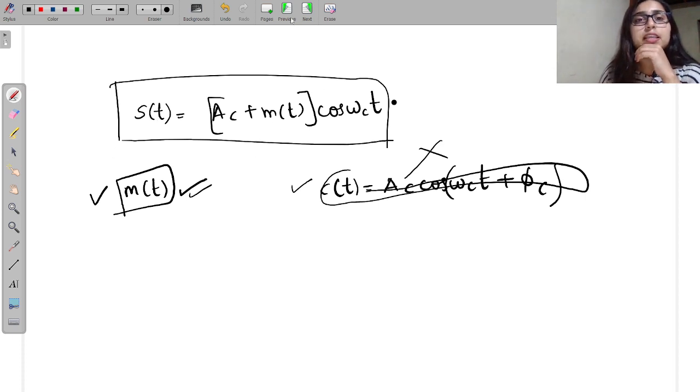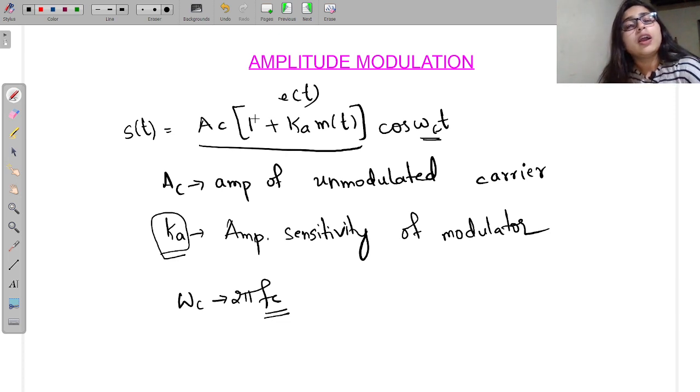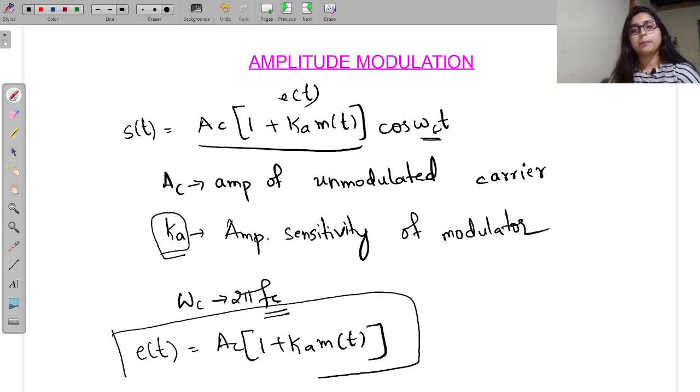Now we can see here, I can write this as E of t, which is nothing but the envelope of the amplitude modulated wave. Here, this can be considered as E of t, that is the amplitude of the amplitude modulated wave. So that can be written separately. E of t is equal to AC into 1 plus Ka m of t. This is my envelope of the amplitude modulated wave.